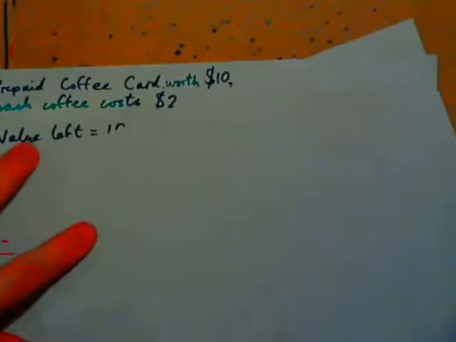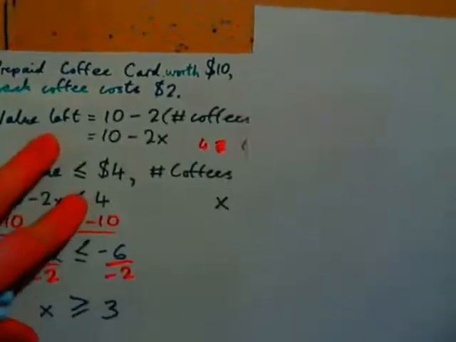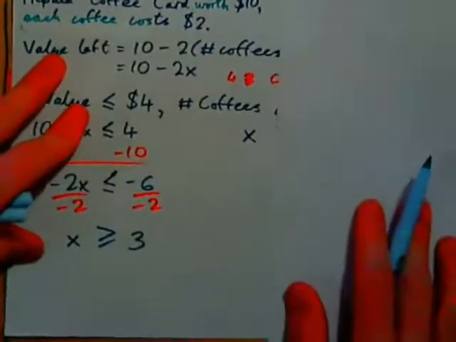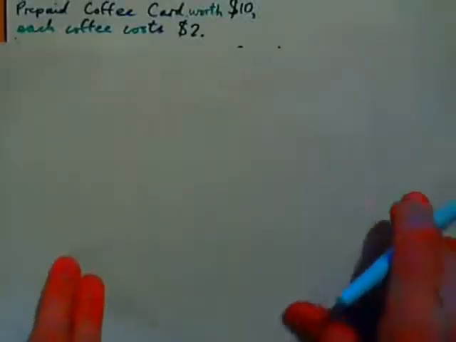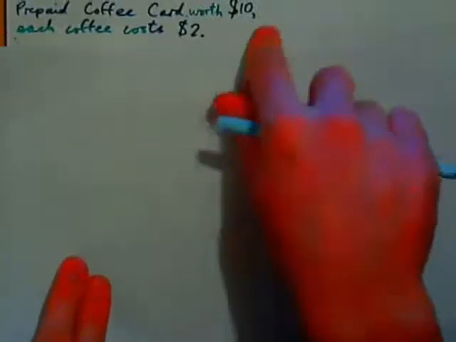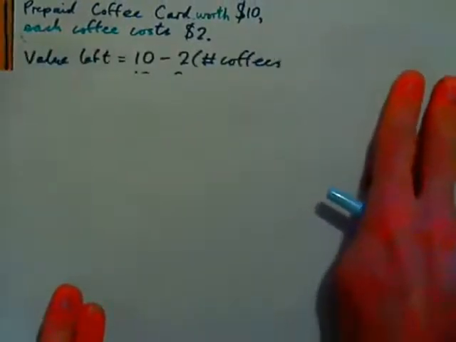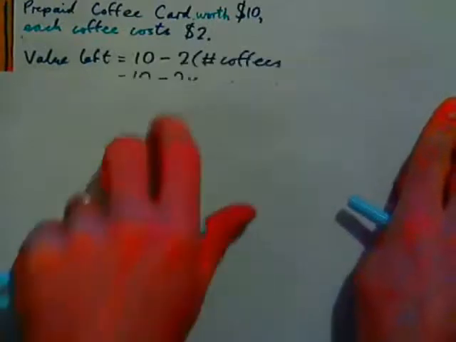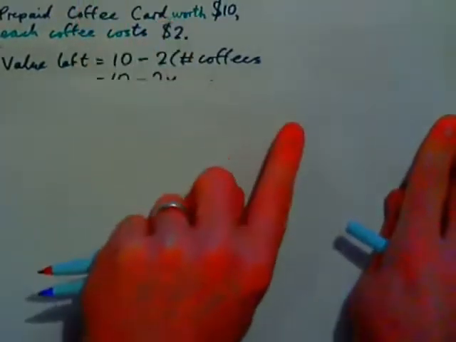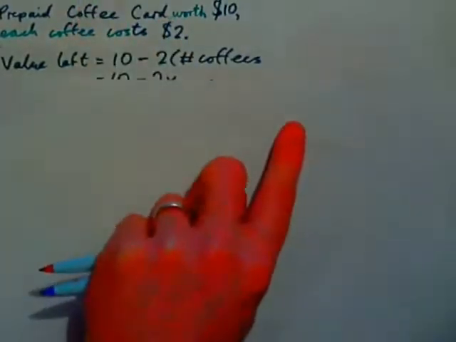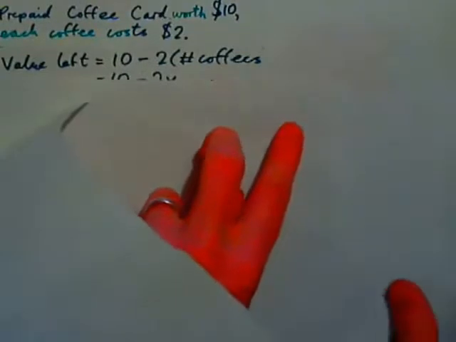Let's just have a look at a real-life example. If we had a prepaid coffee card, okay, and each coffee costs $2 and the initial value is $10, we would be able to write the value left is equal to 10 minus 2 times the number of coffees. Does that make sense? Right, 10 minus 2 times number of coffees.